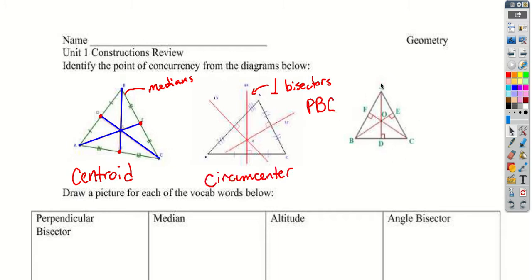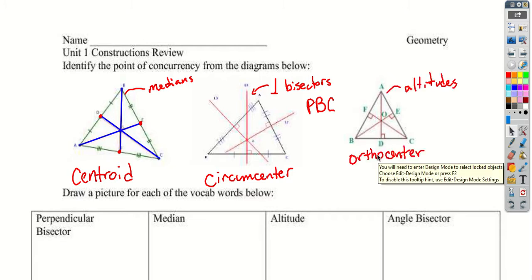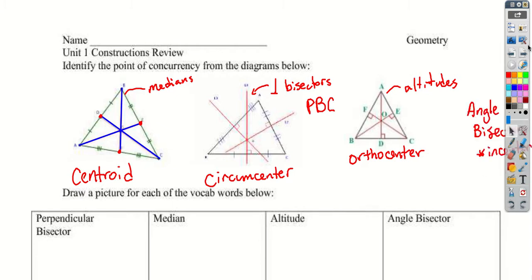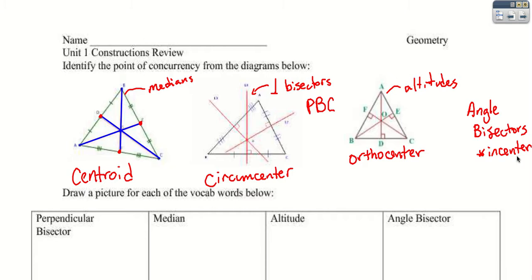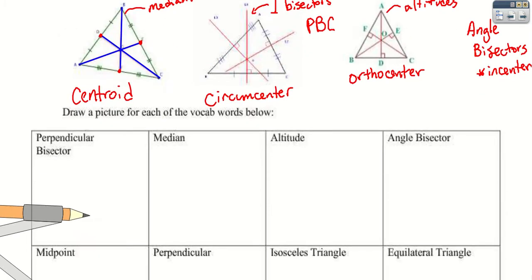All right, these last lines, this is one we didn't do the other day. So these lines are representing the height of the triangle or the altitudes. And the altitudes create the orthocenter. And the last one, okay, is the angle bisectors. And the angle bisectors are going to meet to form the incenter. All right, the angle bisectors, incenter. That's the ABI there. And this is the AO, which is the altitudes and orthocenter.